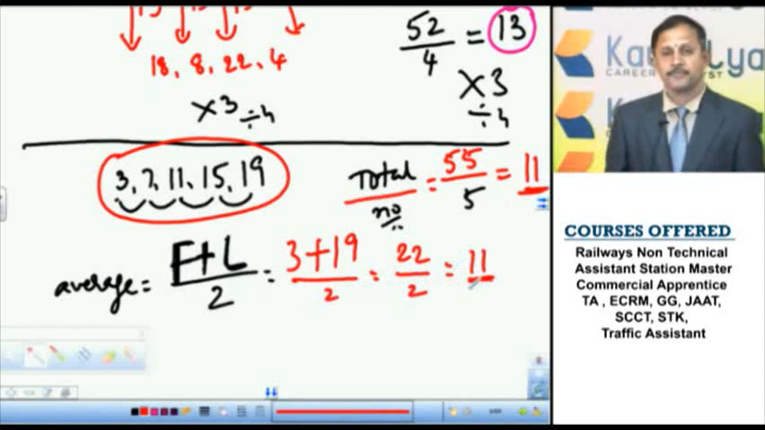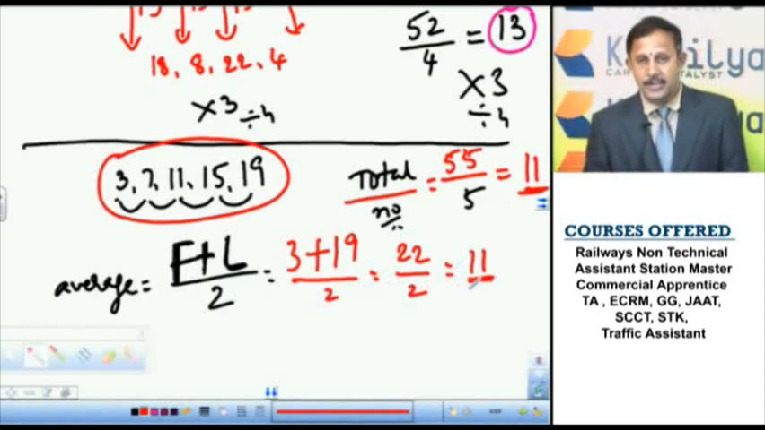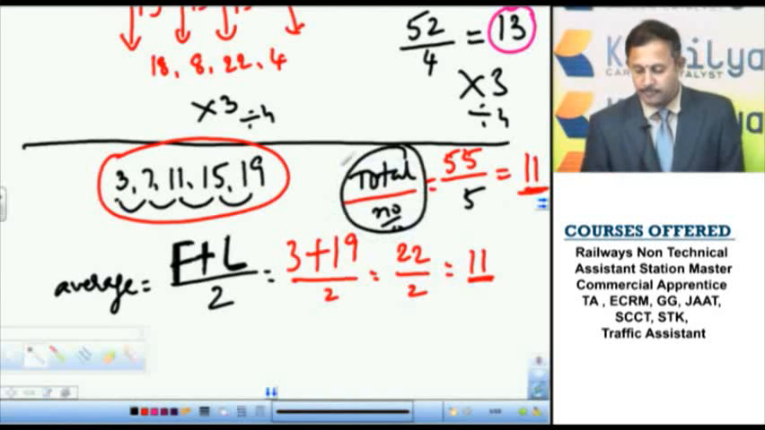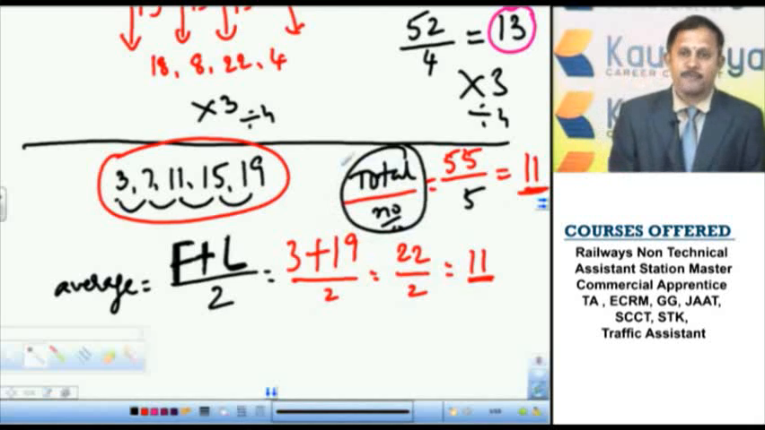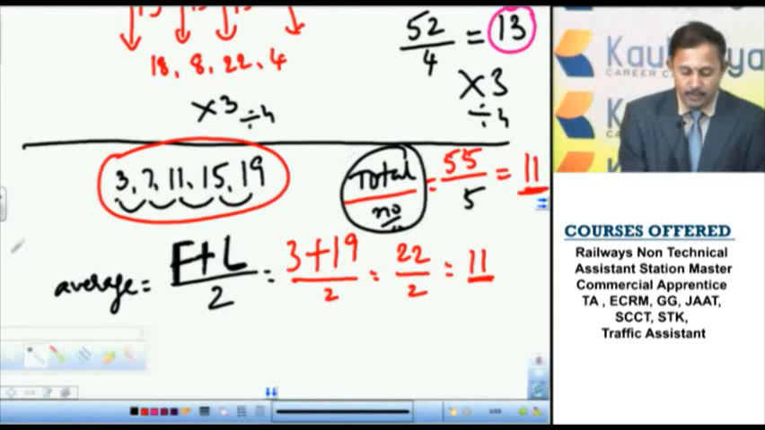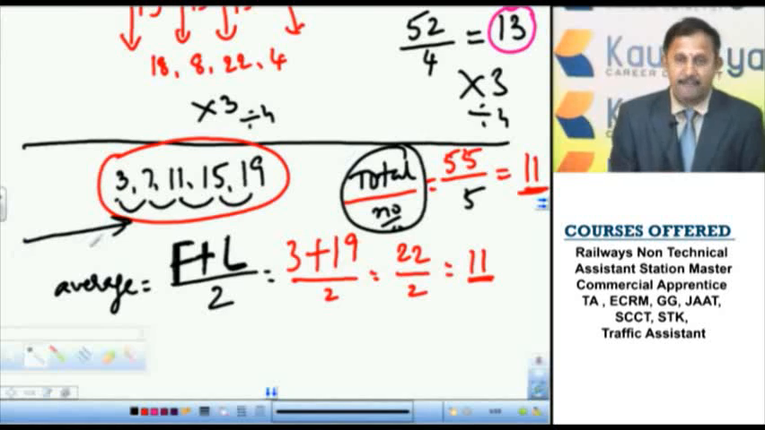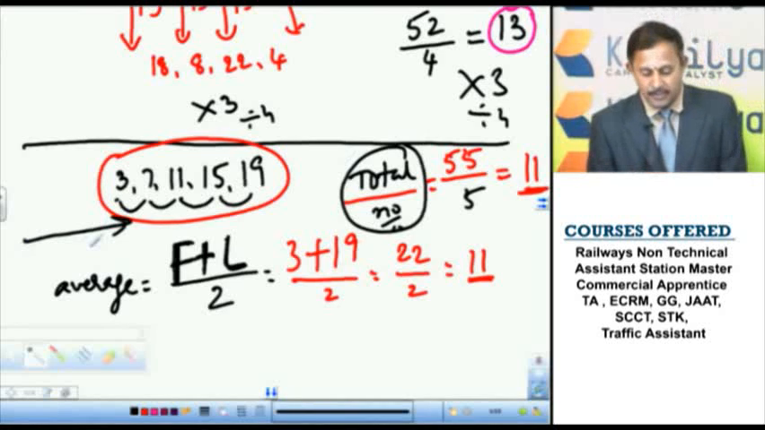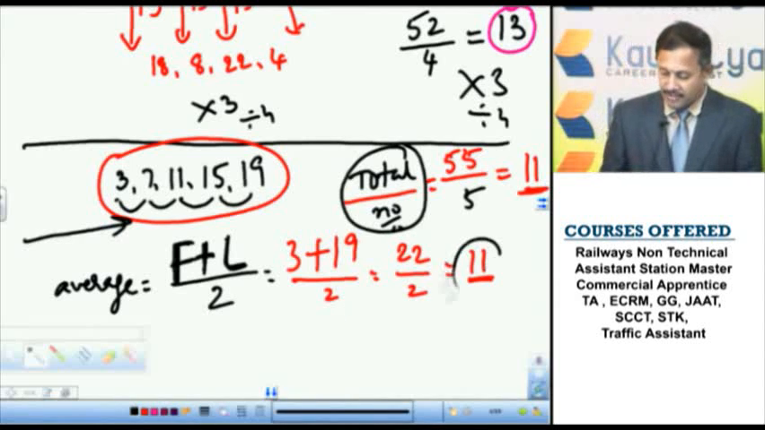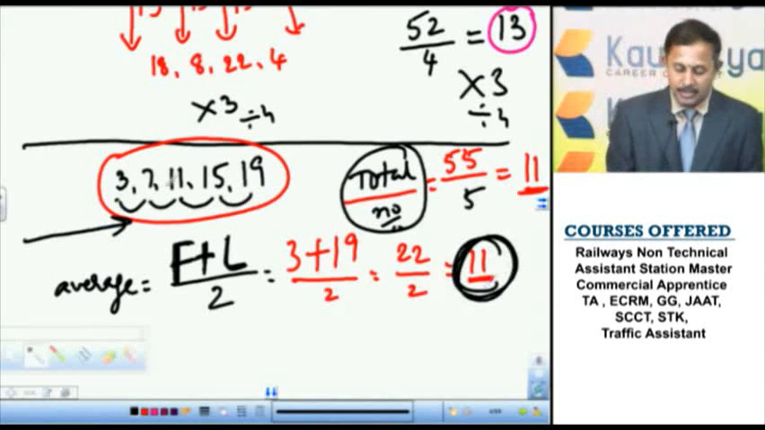11 is the average. So the general formula to find the average is total by number of elements. That is the general formula. But in this particular case, the difference between successive elements is constant. So if the difference between successive elements is constant, then the average can be obtained by using the formula first element plus last element by 2, that is 11. Or you can observe this 11 is nothing but the middle element of the group.